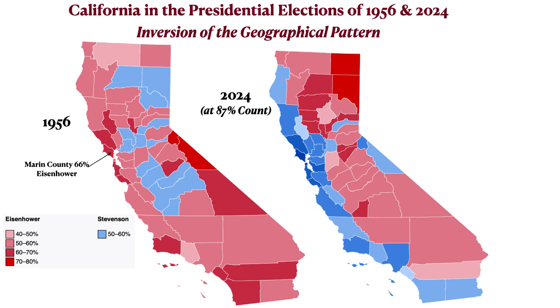I should say too, Eisenhower did extremely well in the centers of population and economic power in the Bay Area. For example, Marin County, north of San Francisco, a very affluent county, 66% for Eisenhower. And Eisenhower won all the southern counties as well. And then compare it to 2024, where what had been red coastal counties are now all blue, and what had been blue interior counties are now almost all, with a few exceptions, Republican voting.